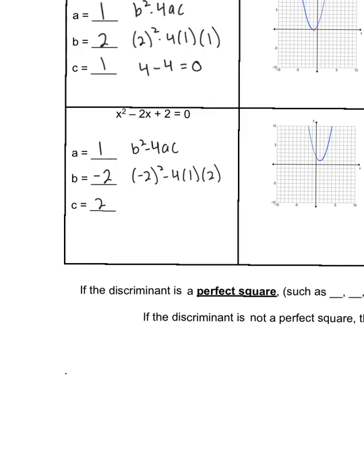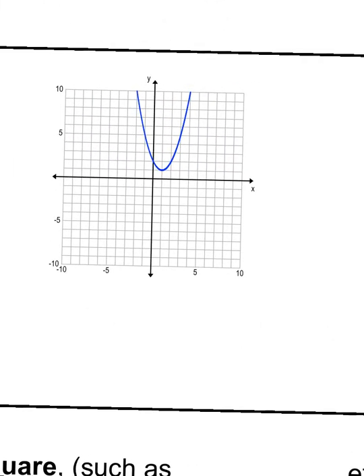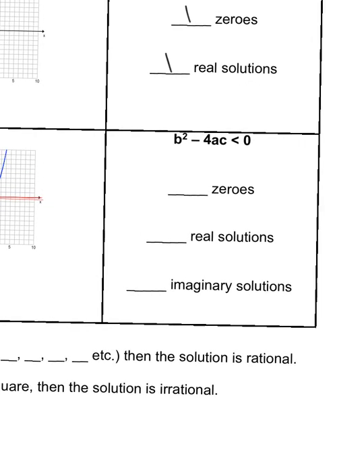So I get positive 4 minus 8. So this is going to give me a -4 overall. So my discriminant is negative. If you look at your graph here, notice that there is nowhere where the graph touches the x-axis. So I'm looking for the graph to touch the x-axis, but it never does that, which means that over here where it says zeros, I don't have any of them. Where it says real solutions, I'm going to put 0 because I don't have any real solutions.